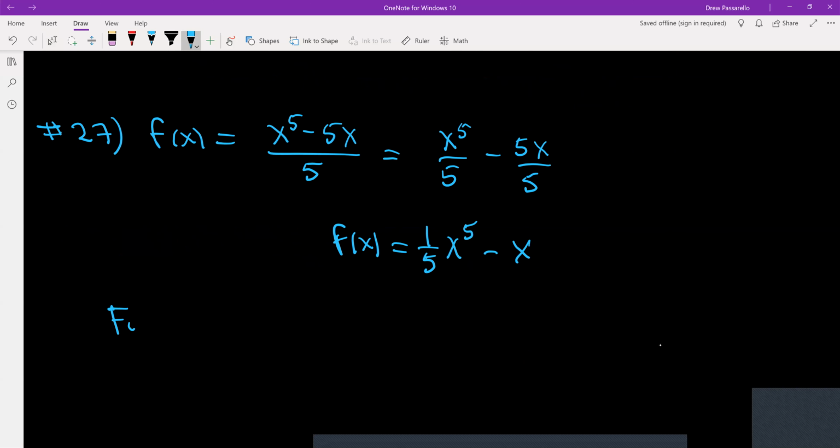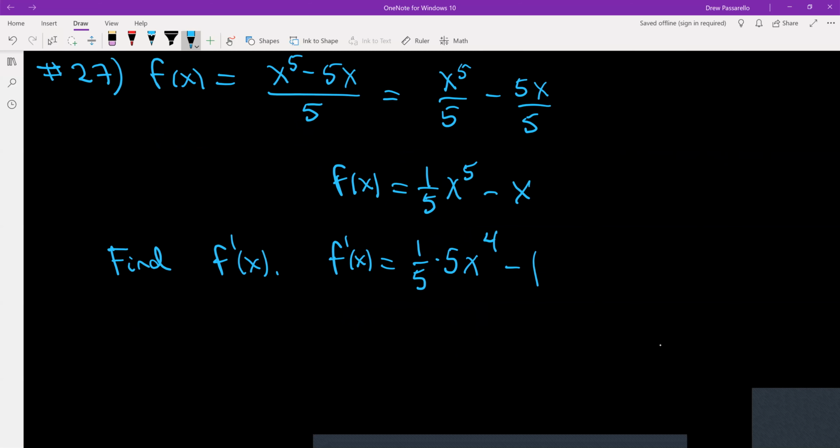So find f prime of x. So that's going to be equal to 1/5 times the derivative of x to the 5th. You drop down the 5, so it's 5x to the 5 minus 1. That'll be 5x to the 4th. And then minus x, that derivative turns into 1, so it's minus 1. And then the 5's divide each other out, so you have f prime of x equals x to the 4th minus 1. All right, that's the first derivative.